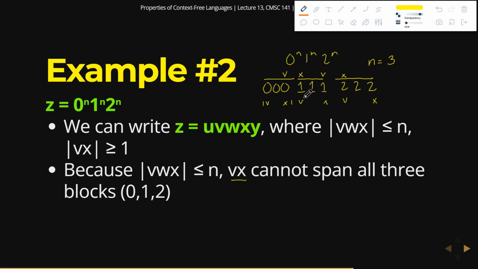But what cannot happen is that it starts at 0 and ends in 2. Why is that? Because in that case, if v was here and x was here, and this is w, then the length of vwx is: v's length is 1, w's length this time is n because it spans all the ones, and x is 1, so this is actually n plus 2, which is greater than n, which cannot happen because it should be less than or equal to n. So vx cannot span all 3 blocks.